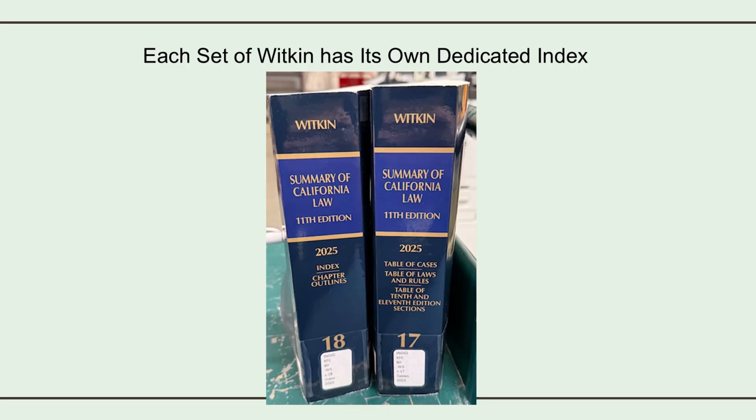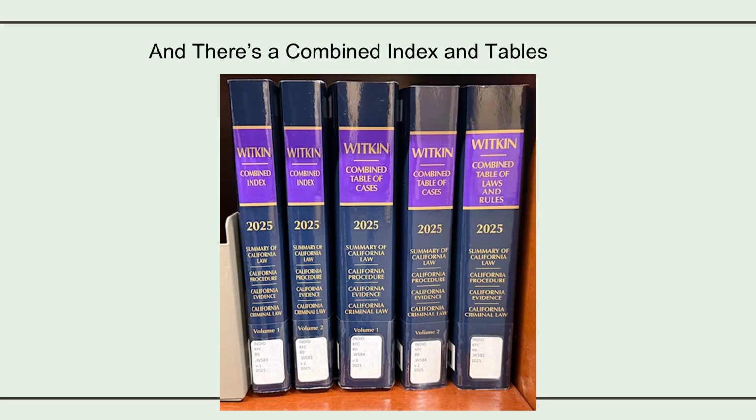Each set of Witkin has its own index, and here you can see the one for the Summary of California Law. It has an index along with all of its accompanying tables. But there's also a combined index that covers all of the sets of Witkin, so you can use that if you're not sure what set you should be looking at. It has a combined index along with all the accompanying tables.